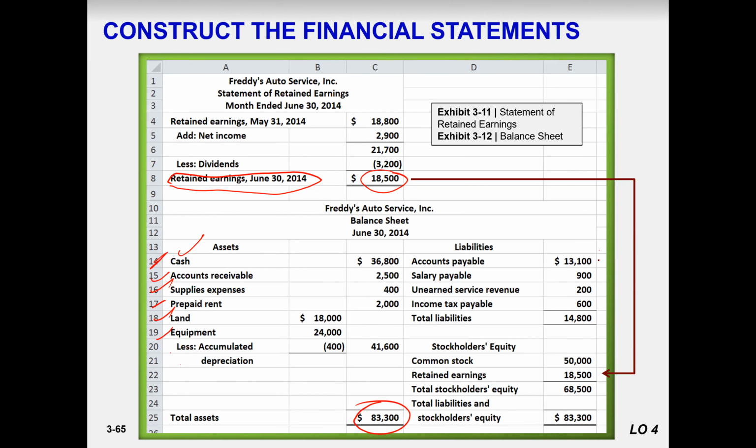Liabilities, first current liabilities, and then long-term liabilities. But we don't have any long-term liabilities, so our total liabilities are like this. And stockholder equity, 50,000, and retained earning. This retained earning is coming from the retained earning statement. All right. So our total stockholder equity is this much. This much is total liability. When you add all these, the answer is going to be 83,300. Okay. So assets is equal to liabilities plus owner's equity. Our equation is also balanced. All right.